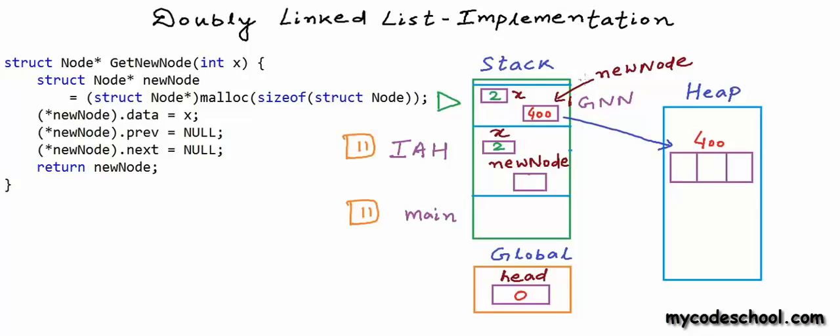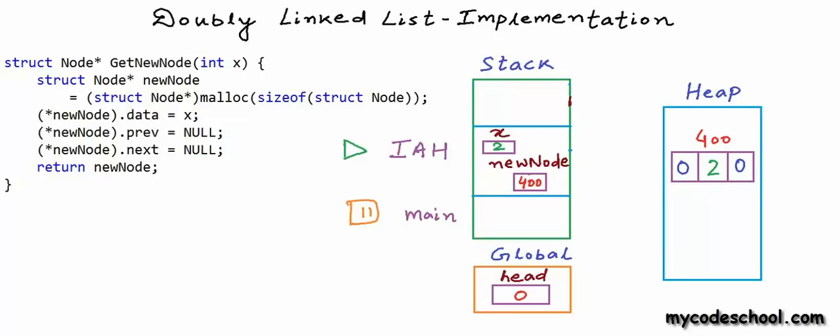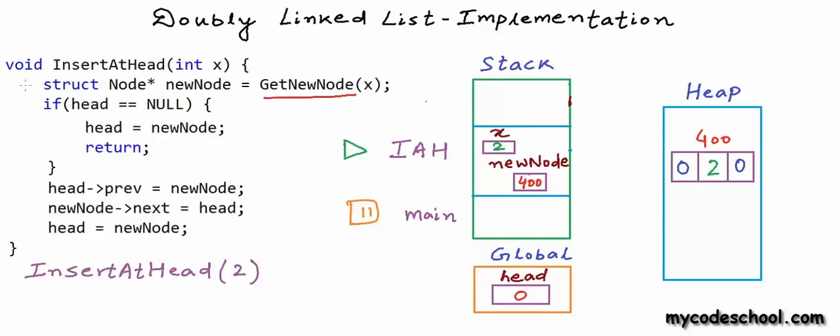Okay, so now what we are doing is using this pointer new node, which is local to get new node function. We are accessing this node, filling in data, filling in address fields, and now we are returning this address 400. Now when get new node is finishing, I'm collecting the returned address 400 in this local variable new node. We are returning back to insert at head function at this line. Head at this stage is null. So now we are saying set head equal to new node.